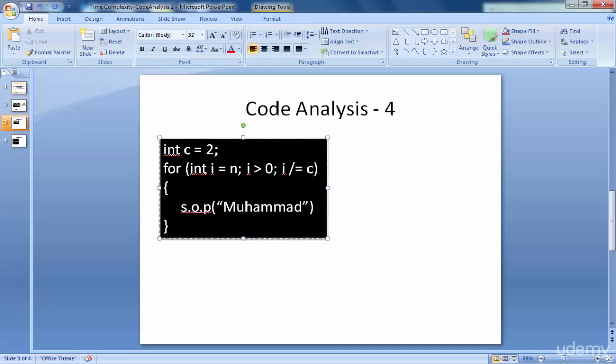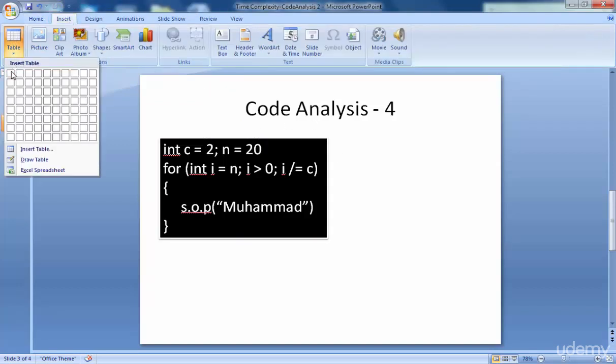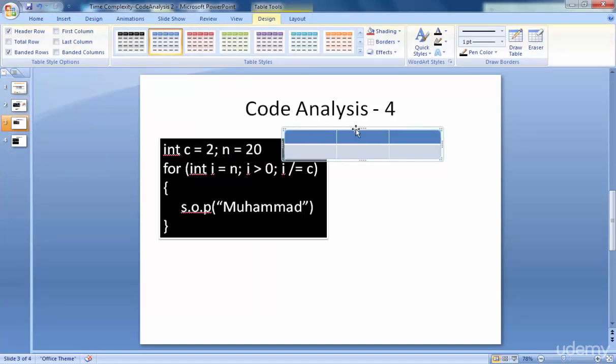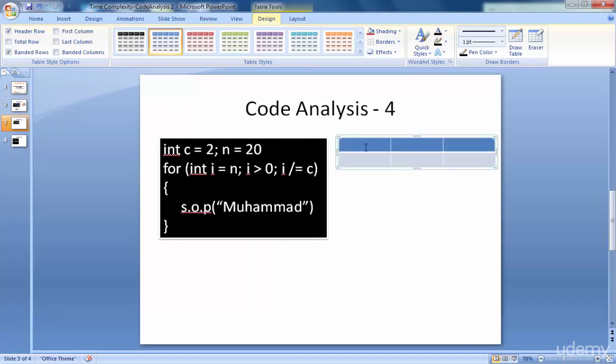Let's say here again the value of n is 20. So what will happen then? Let me take help from the table again. Here steps, and here I is equal to I divided by c. So that's step 1. The value of I is 20, right? I is equal to 20 divided by 2, and it's equal to 5.